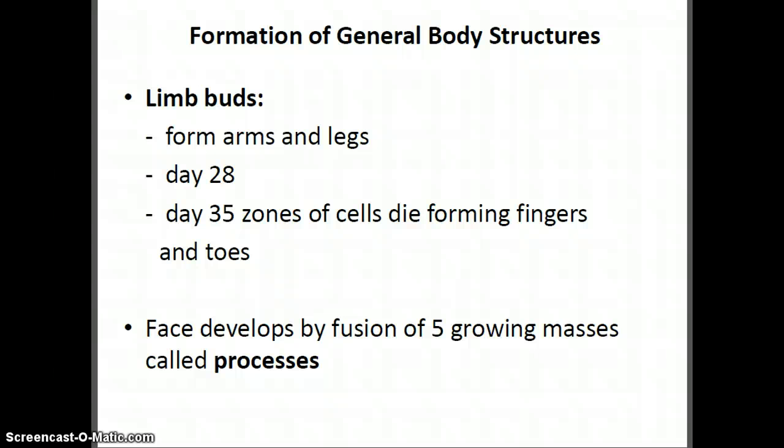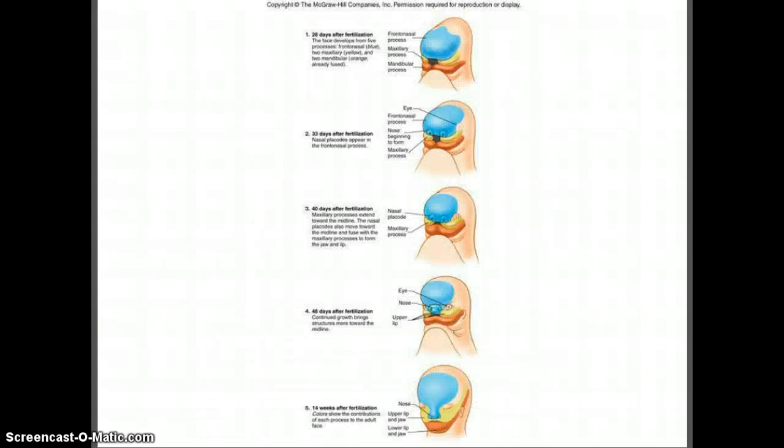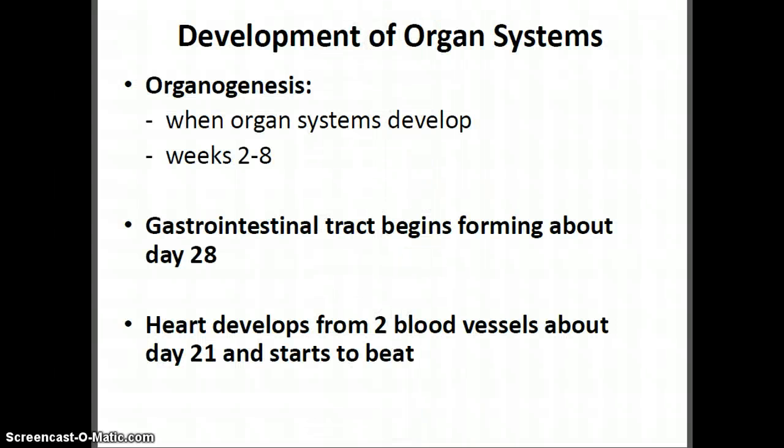The face develops by fusion of 5 growing masses of cells called processes. This is what the human embryo might look like about 35 days after fertilization and where the various primitive organs are located. And this shows you again the complexity of the formation of the face, 5 different types of cell segments. The development of the organ system is called organogenesis.